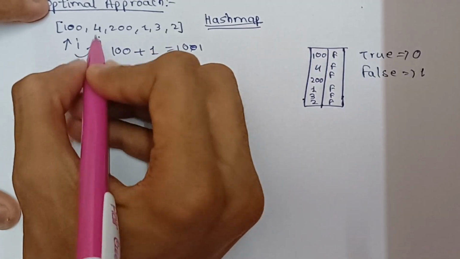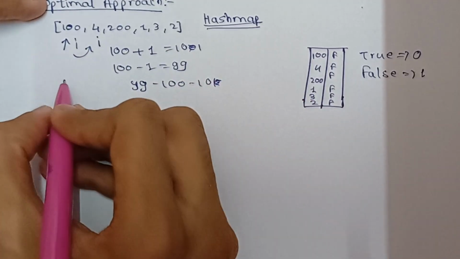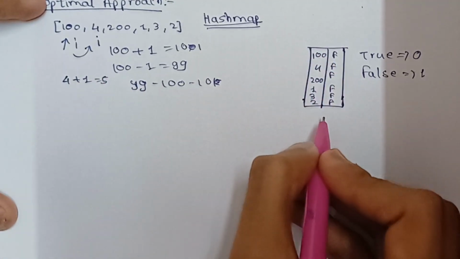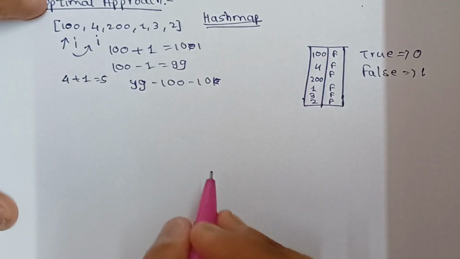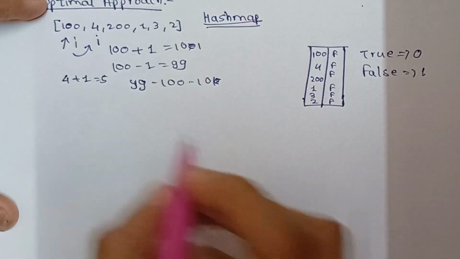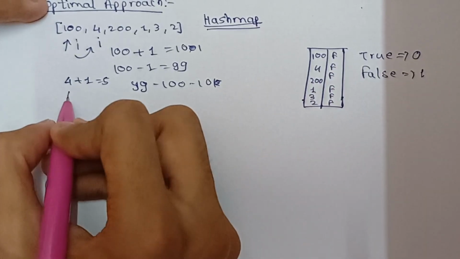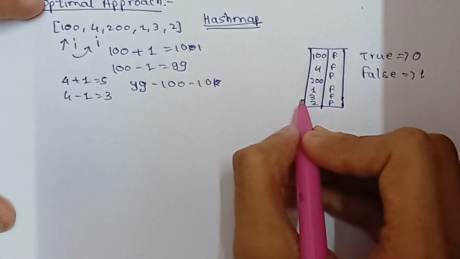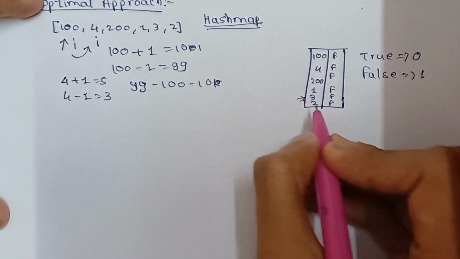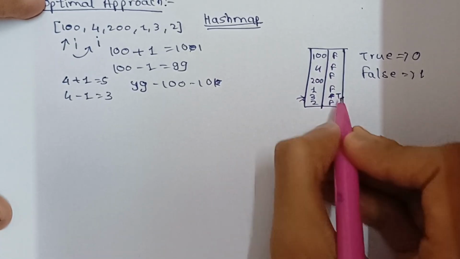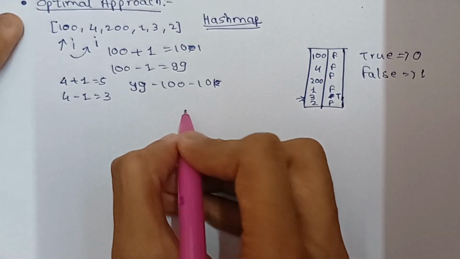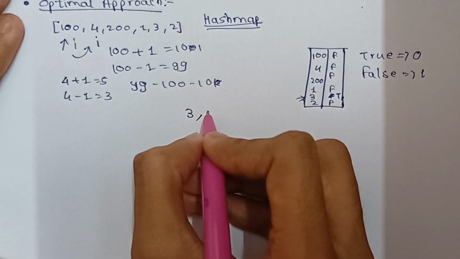Now the I pointer is here. We will see 4 plus 1, which is equal to 5. Is 5 in the hash map? No, there is no 5 in the hash map. So we will check 4 minus 1, which is 3. Is there a 3 in the hash map? Yes, here is the 3, so we will make it true. Now our consecutive sequence will become 3 and 4.